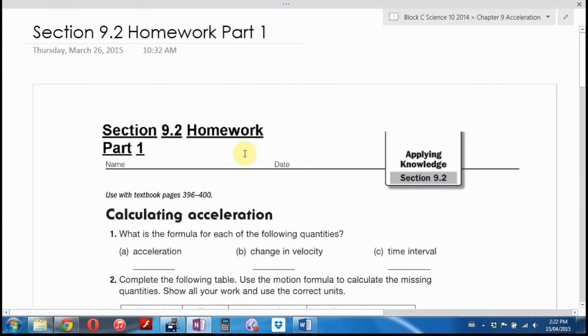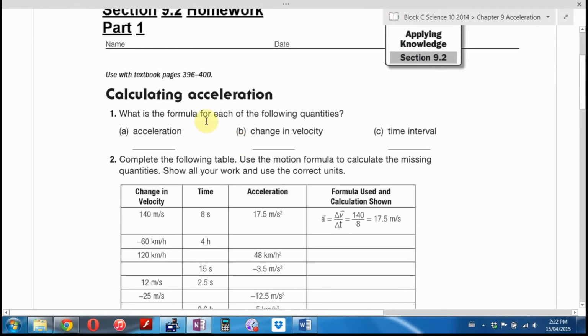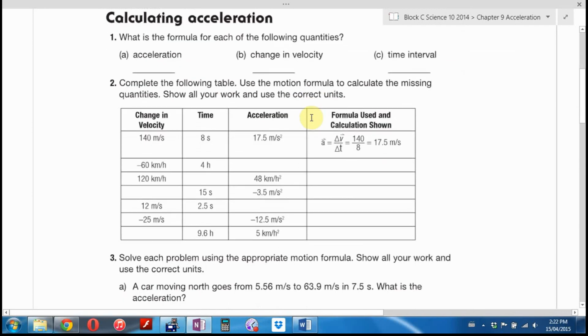I'm purely doing this part because this seems to be how they like it on the provincial exam. So first of all, it's what's the formula for each of the following quantities. You can get those right from your formula sheet. Here it's giving you a chart. It's either going to want you to calculate the acceleration or the time or the change in velocity.